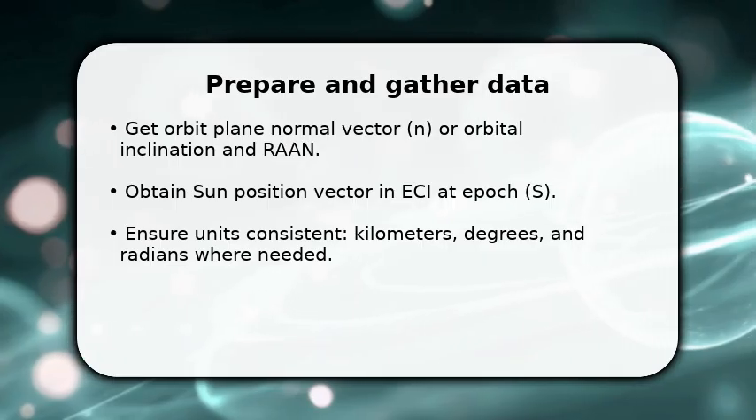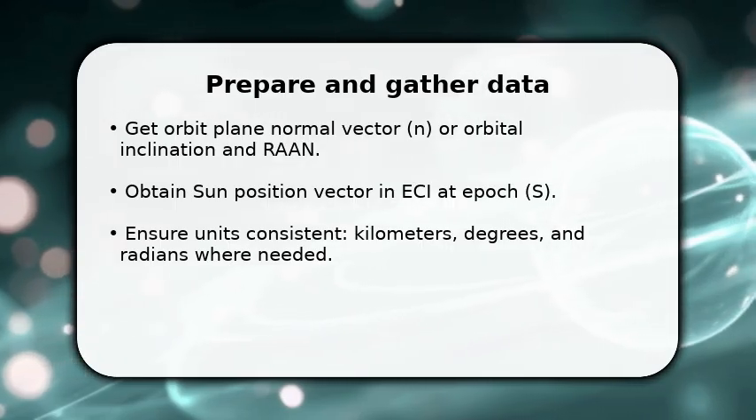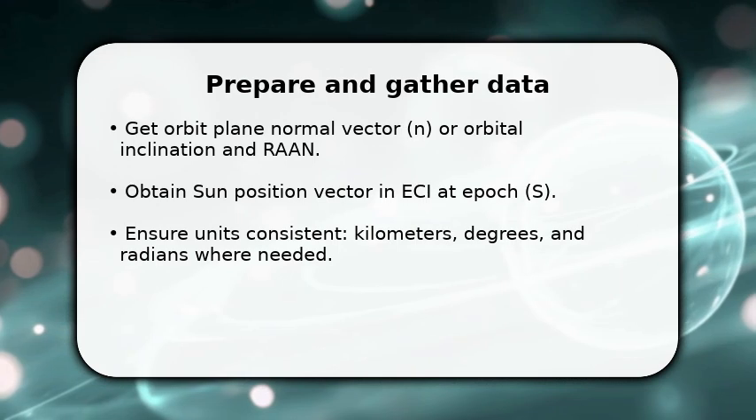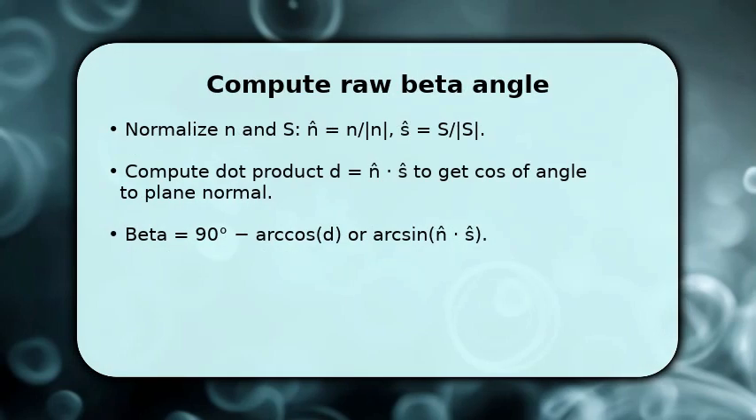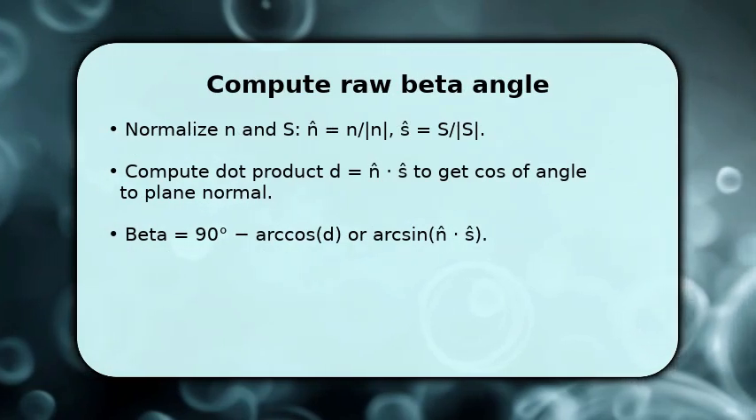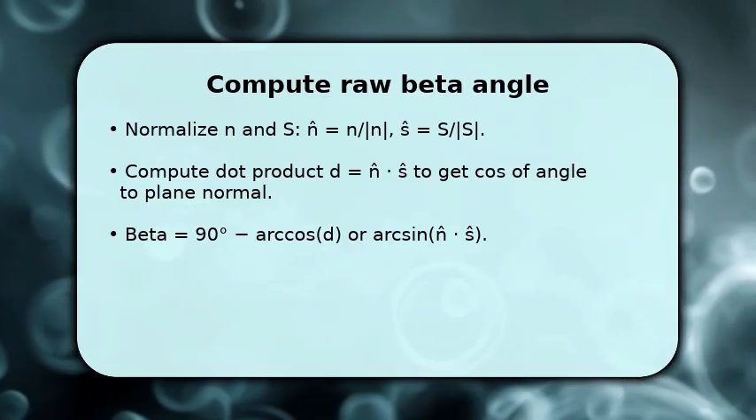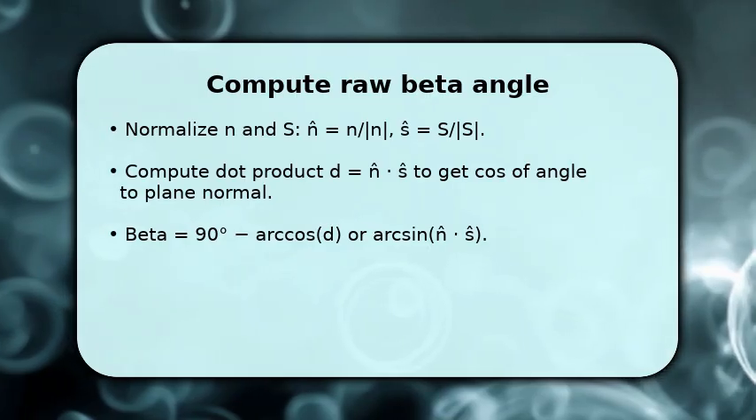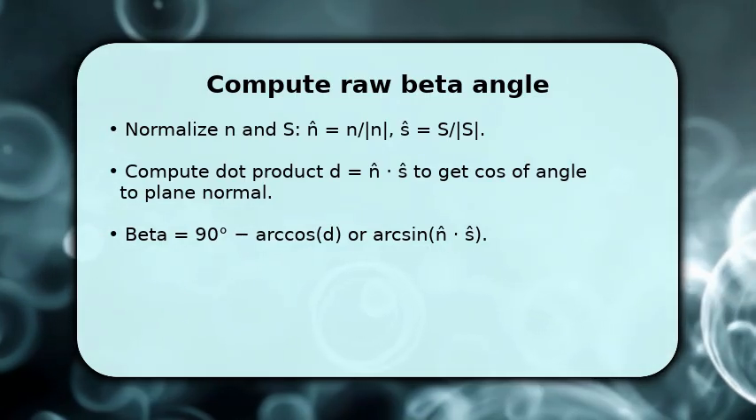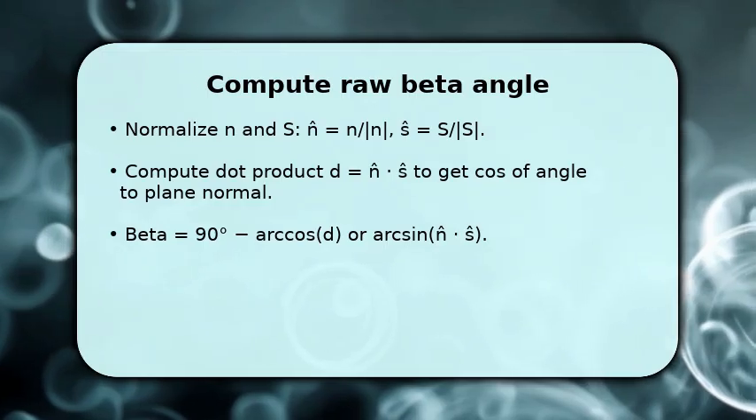Once you have n and s, normalize both vectors. This simplifies dot and cross products and prevents scaling errors before you compute the angle. Now compute the core value. Normalize n and s to n hat and s hat. Compute the dot product d equals n hat dot s hat. This gives the cosine of the angle between the sun direction and the orbit normal.